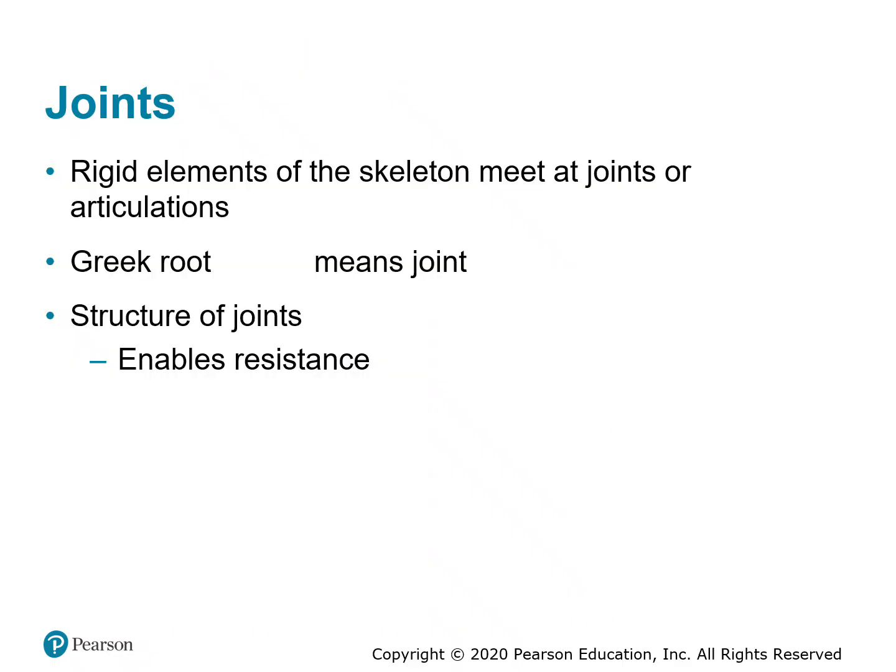Joints are rigid elements of the skeleton. Your skeleton meets at joints or articulations. Joints, articulations, same thing. The Greek root arthro means joint. Okay? Joints are structured to enable the resistance to crushing, tearing, and other forces that you put your body through.